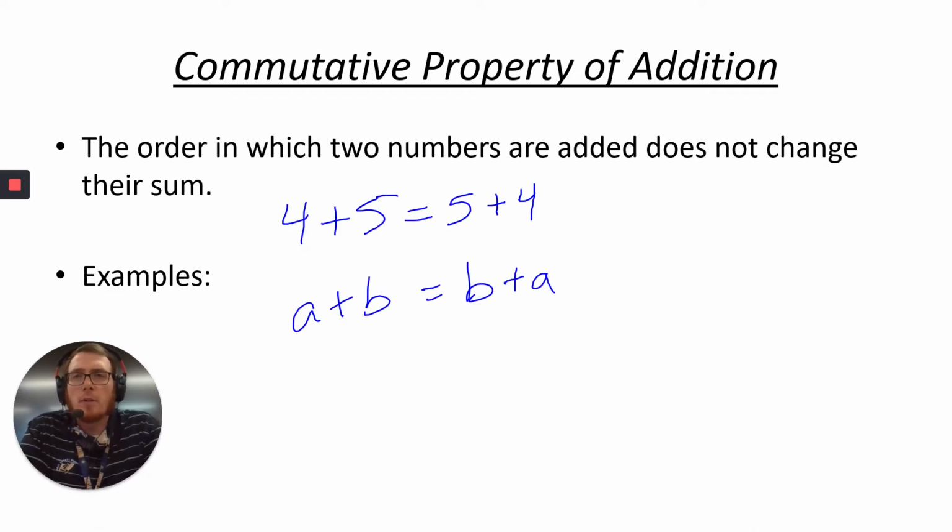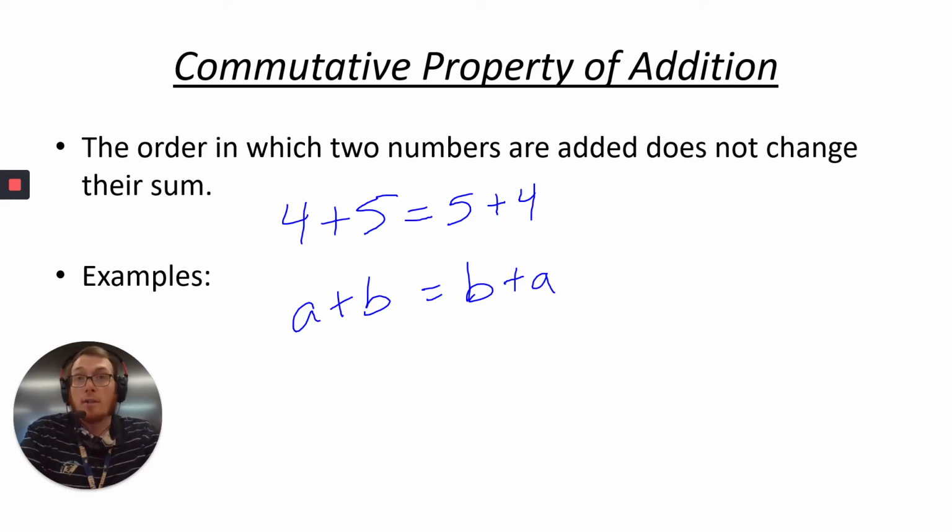The first properties we're going to look at are the commutative properties. This one is for addition. It says the order in which two numbers are added doesn't change their sum. So for example, 5 plus 4 is the same as 4 plus 5. Essentially what this is saying is you can add numbers either direction and it will work. The idea is kind of like a commute back and forth to work. I take the same route going back and forth. So one's just going one direction and one's going the other.